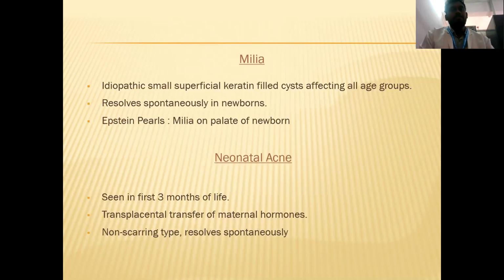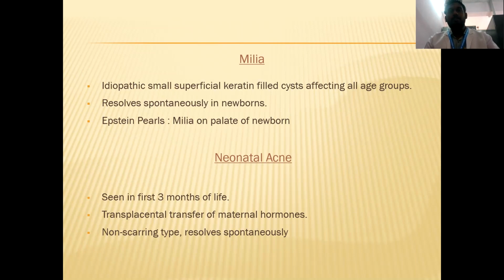Milia are nothing but idiopathic small superficial keratin-filled cysts affecting all age groups. They can occur in newborns as well, and if it happens in newborns, it will resolve spontaneously. Epstein pearls are nothing but milia which are seen on the palate of the newborn, and these are normal variants.